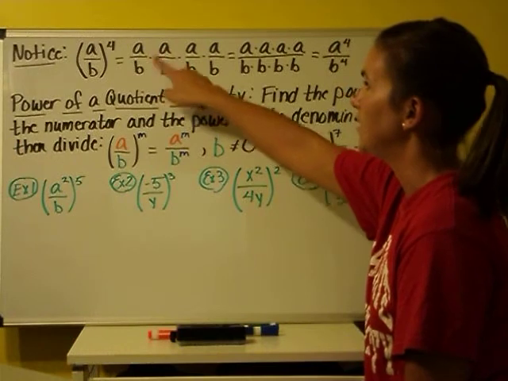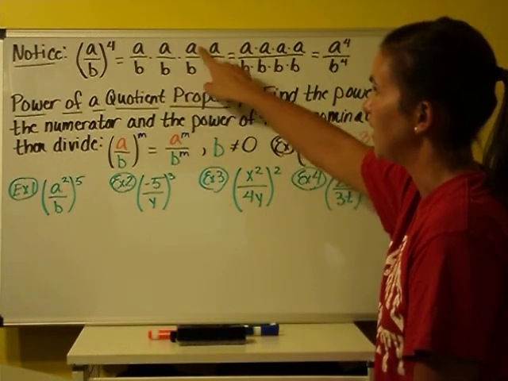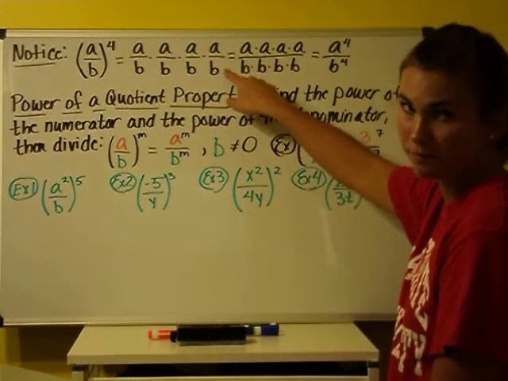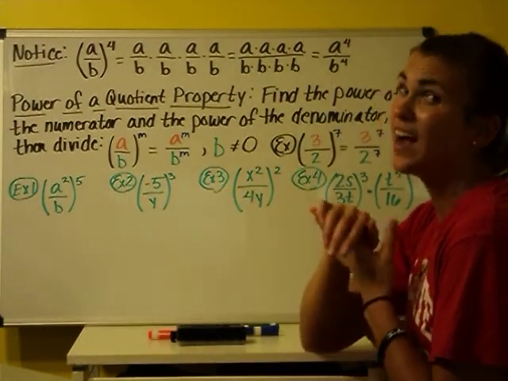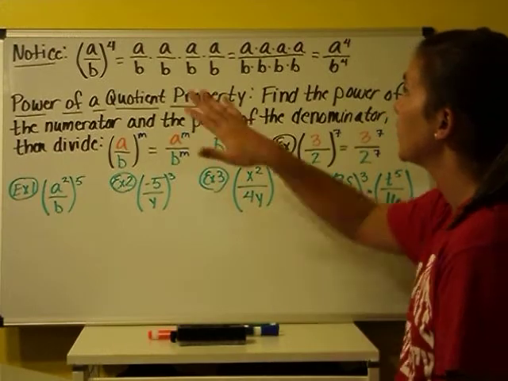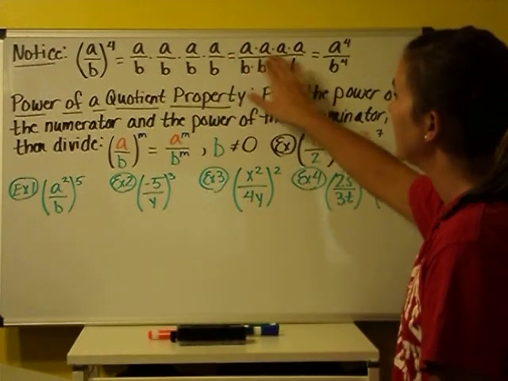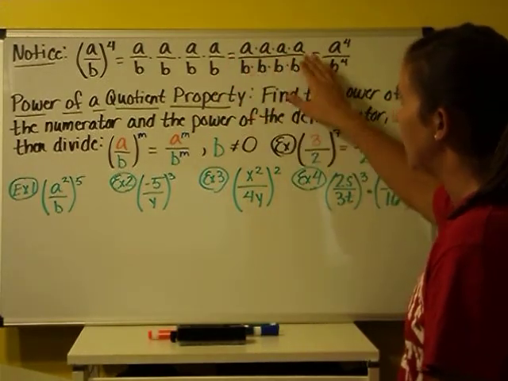So a divided by b times a divided by b times a divided by b times a divided by b. Okay? Like we talked about yesterday, you can multiply and divide in any order that you want. So what we're going to go ahead and do is multiply all of our a's together and all of our b's together and then divide them.